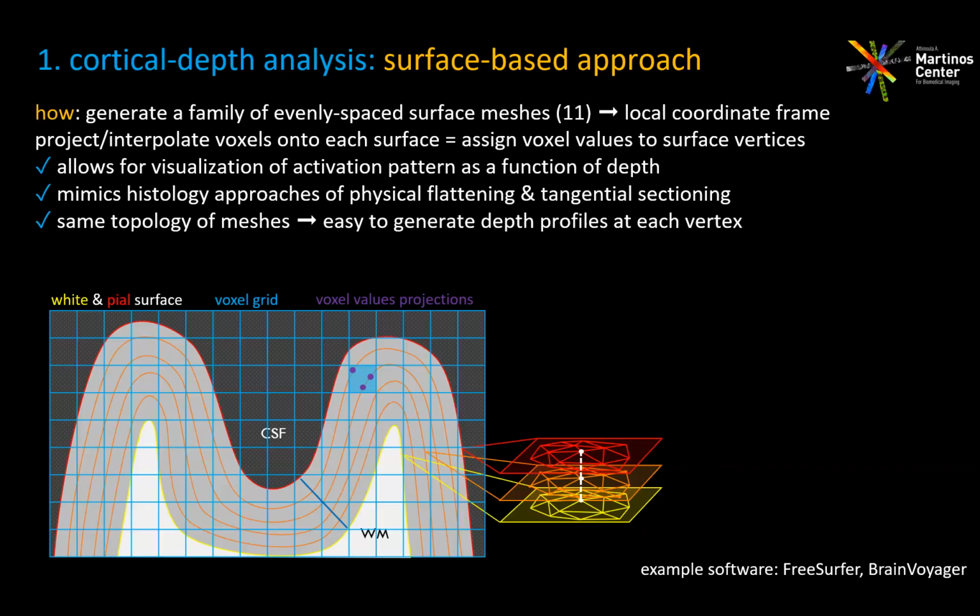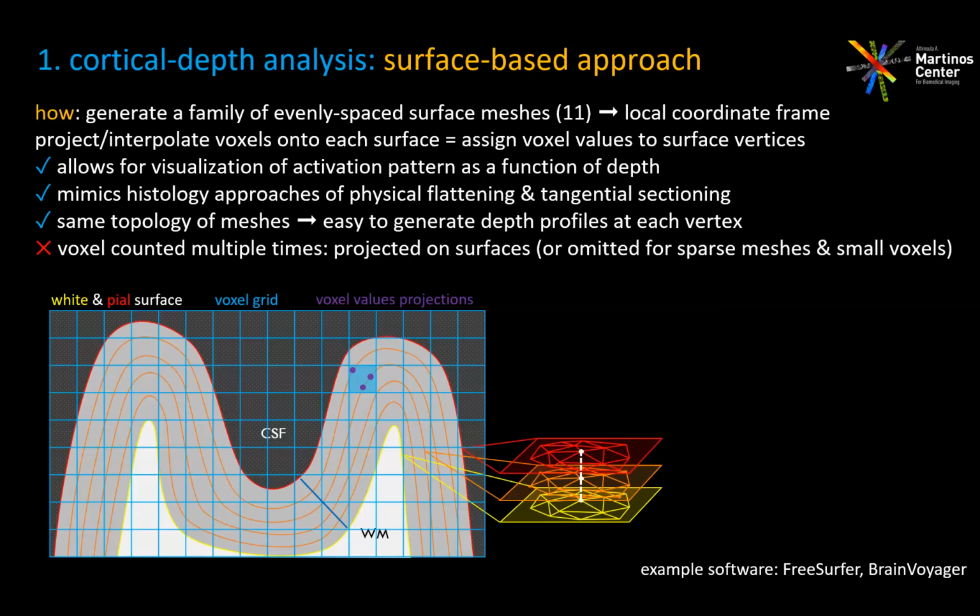What that means is that for each vertex, we can find the corresponding vertex in all the next meshes all the way. So it's relatively easy to just pick one location and create a profile. Now, the downside of this method is that each voxel is counted multiple times because it's projected on multiple surfaces. As you can see, this one example voxel is projected on 2 different surfaces and actually twice on one of them. So if you look at this profile again, it still samples over 2 voxels, right? So just to point it out.